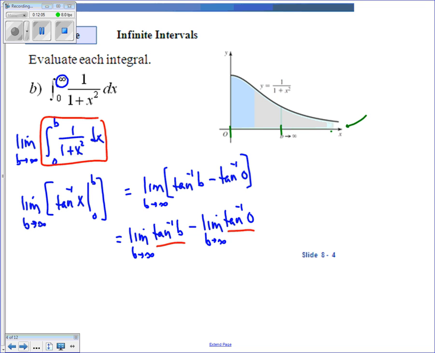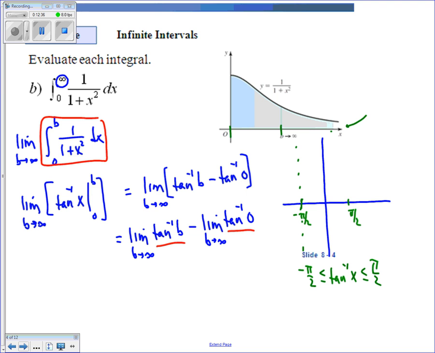So now let's look at our tangent function. You should know what the graph of the tangent function looks like. Tangent has its vertical asymptotes at minus pi over 2 and pi over 2. Inverse tangent is only defined, if you look back at when it was defined, to have a value between minus pi over 2 and pi over 2. So the angle must be between those two values. Now, if you graph this, we've got a vertical asymptote at minus pi over 2 and at pi over 2. Also, the tangent function passes through 0 when x is 0.